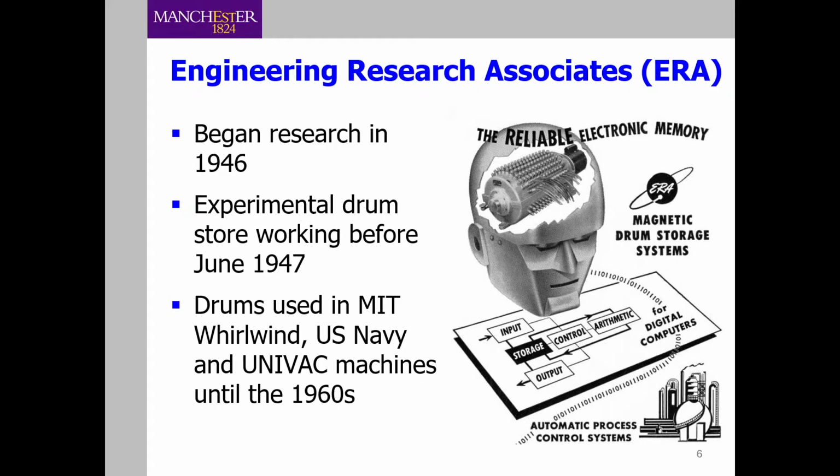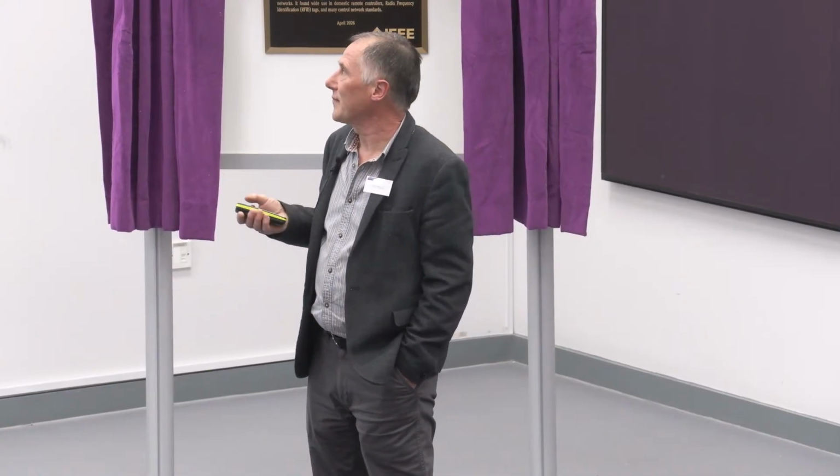Probably the best example for this is Engineering Research Associates, which is a company that was set up to do research and develop systems for the US Navy. And they began research on magnetic drums as early as 1946. And they had an experimental drum store working sometime before June 1947. There's a published paper from them in June 47 where they describe a working system. So at some point before that, they had a working system. So I think that is probably the earliest working magnetic drum store in the world.